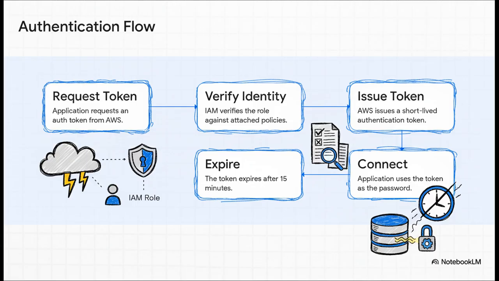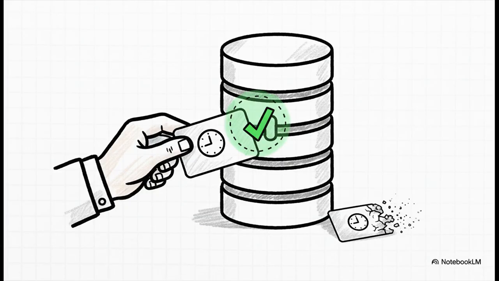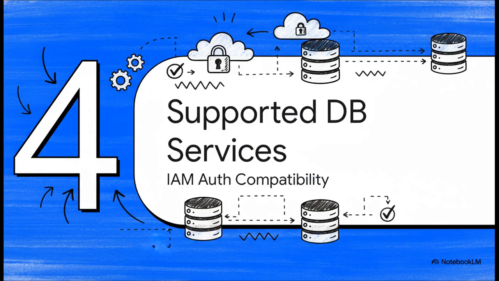Your application then takes that token and uses it as the password to connect to the database. And then, after just 15 minutes, that token becomes completely useless. I love this analogy. Just think of it like a key card for a hotel room that stops working after 15 minutes. It gets you in once, it's specific to you, and it's incredibly temporary. This is what makes the whole system so much more secure than a password that could be valid for months or even years.